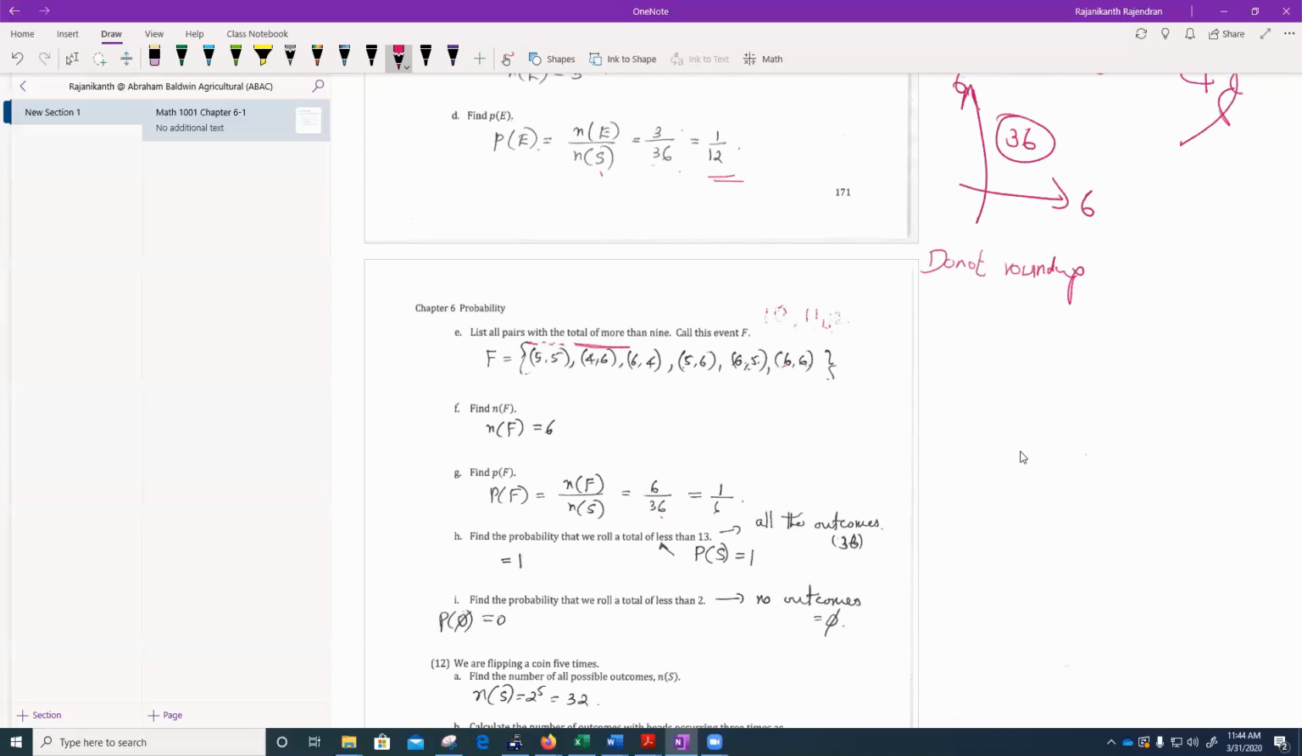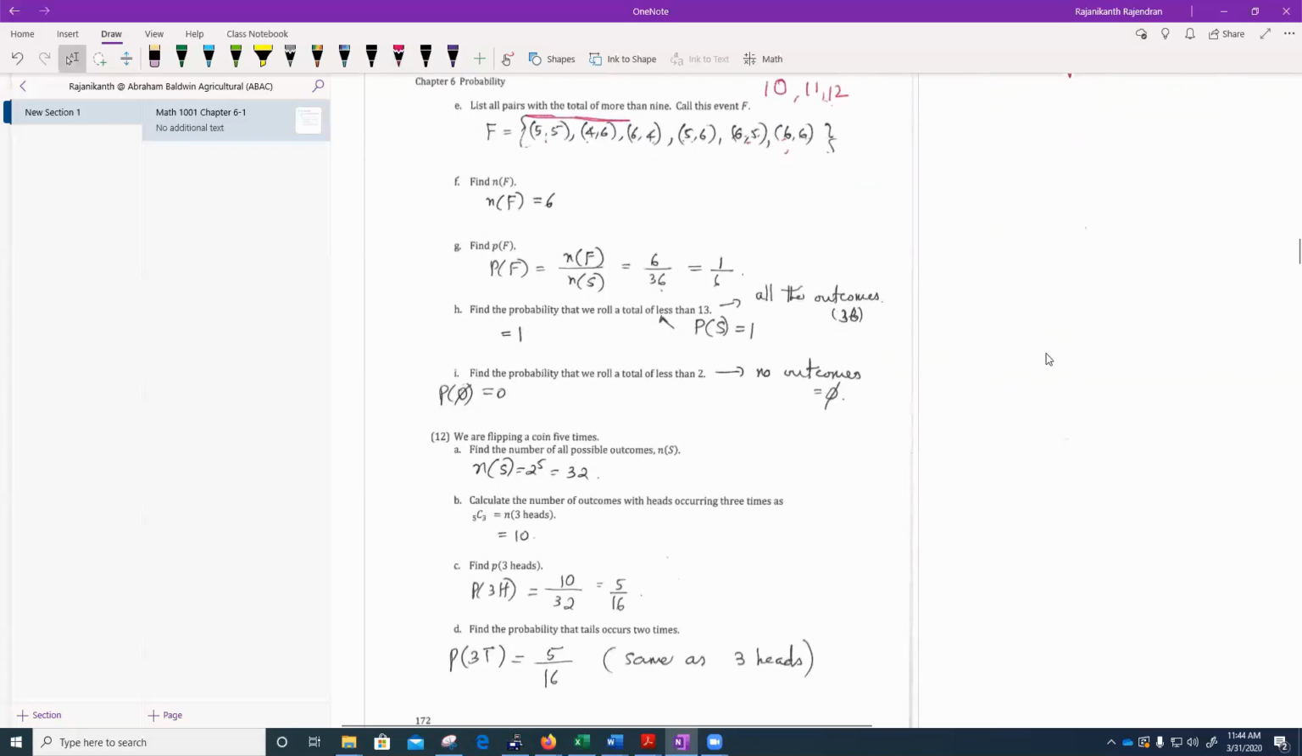If you count the members inside the set F: 1, 2, 3, 4, 5, 6. So there are 6. Therefore, little n of F is 6. Once you know little n of F, we are good to find P of F using the formula, and we get 1 over 6. Okay, that's good.